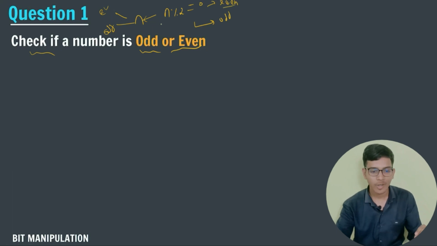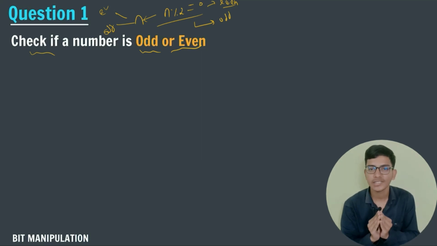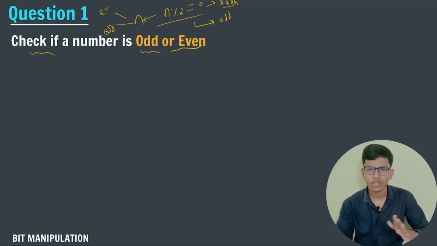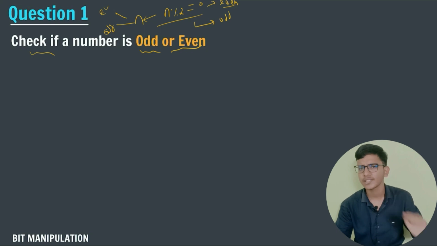Now in this we are not going to use the modulo operator. This is the catch here. In this we need to use the binary operations that we have studied, the bitwise operators. Now before we dive into the coding part, first of all let us observe one thing.